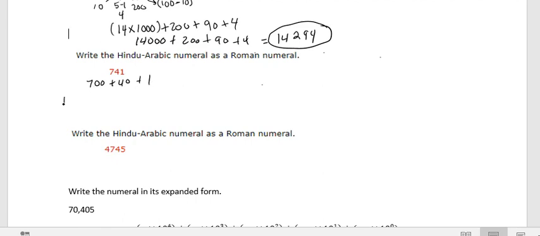So for 700, I know I can write the letter D, which represents 500. Then I'm going to need another 100 and another 100. So 500 plus 100 plus 100 gives me the 700. And then 40, I can write it as L, which represents 50, but I need it to be 40, so I can subtract 10. So I'm going to write the X in front of the L to represent that subtraction. Then we have a 1 that's represented with I.